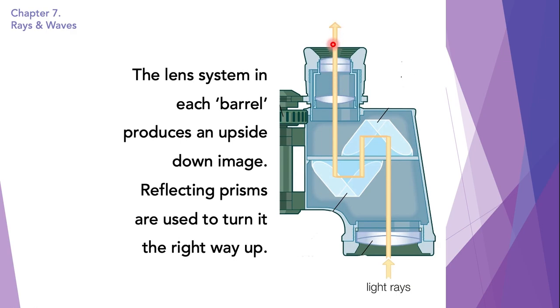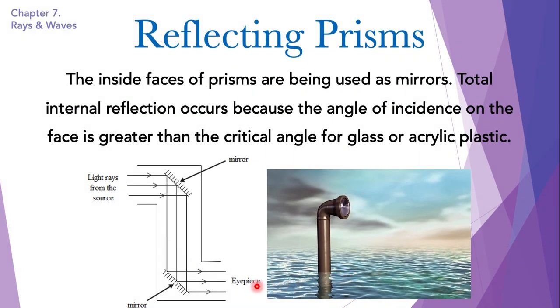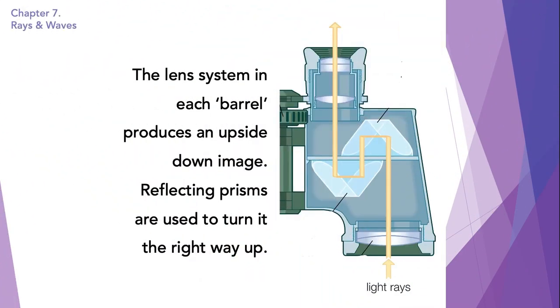This is the eyepiece. So this is how we use prisms for total internal reflection in different instruments like the periscope and the binoculars. There are many more, but these are the two examples.